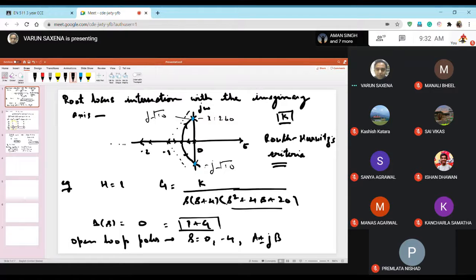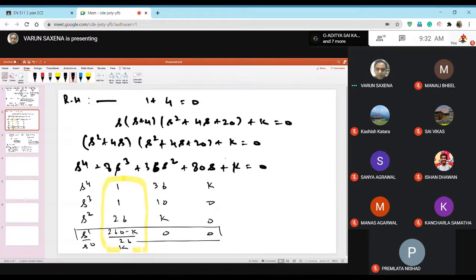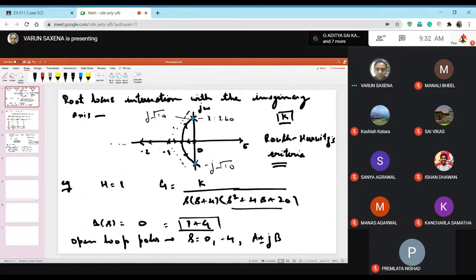So this is basically how you find out what are the limiting values of K. So for this system to be stable, the one that I've given you, the value of K must lie between 0 to 260, and the limiting value is 260, and at that limiting value, the root locus will cut the imaginary axis at j root 10 and minus j root 10. So that is how we actually do it.